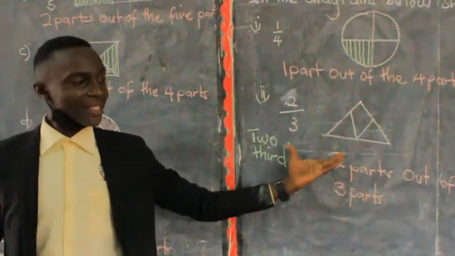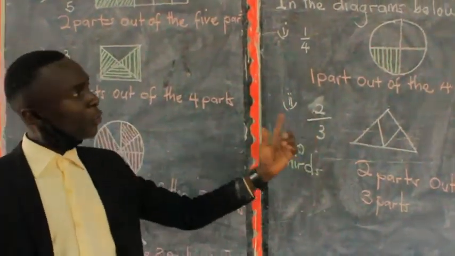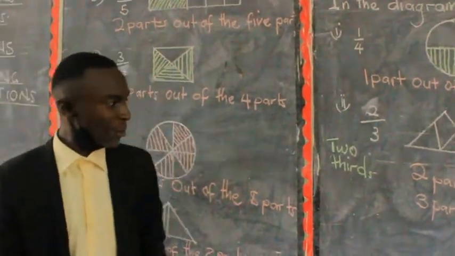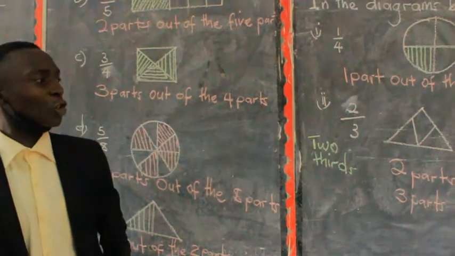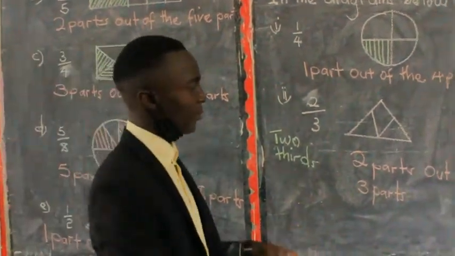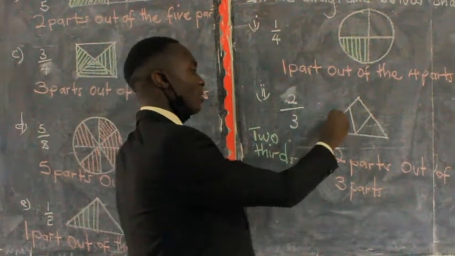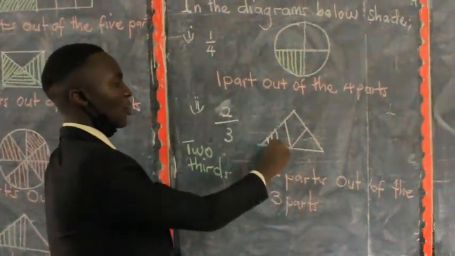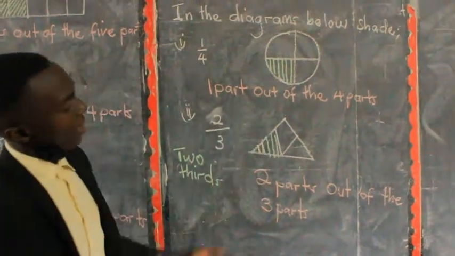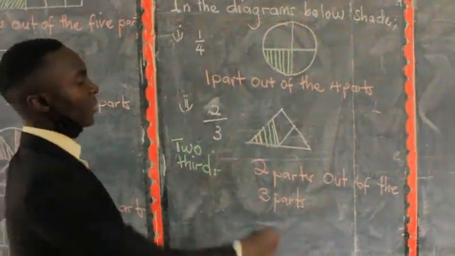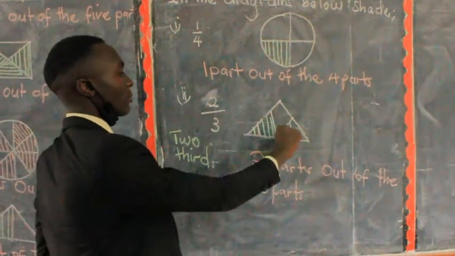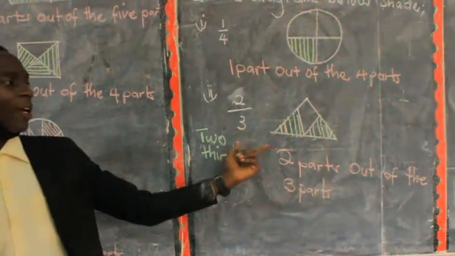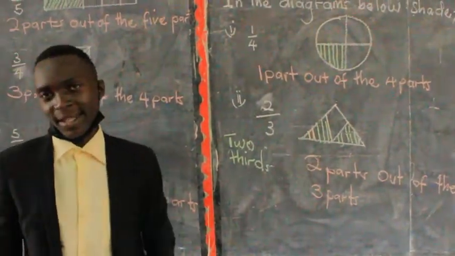They are 3 parts. And the question is saying that you shade only 2 parts out of the 3 parts. So let us shade 2 parts. I can shade this one. I can shade this one. You can also shade another one, such that you shade only 2 parts out of the 3 parts.